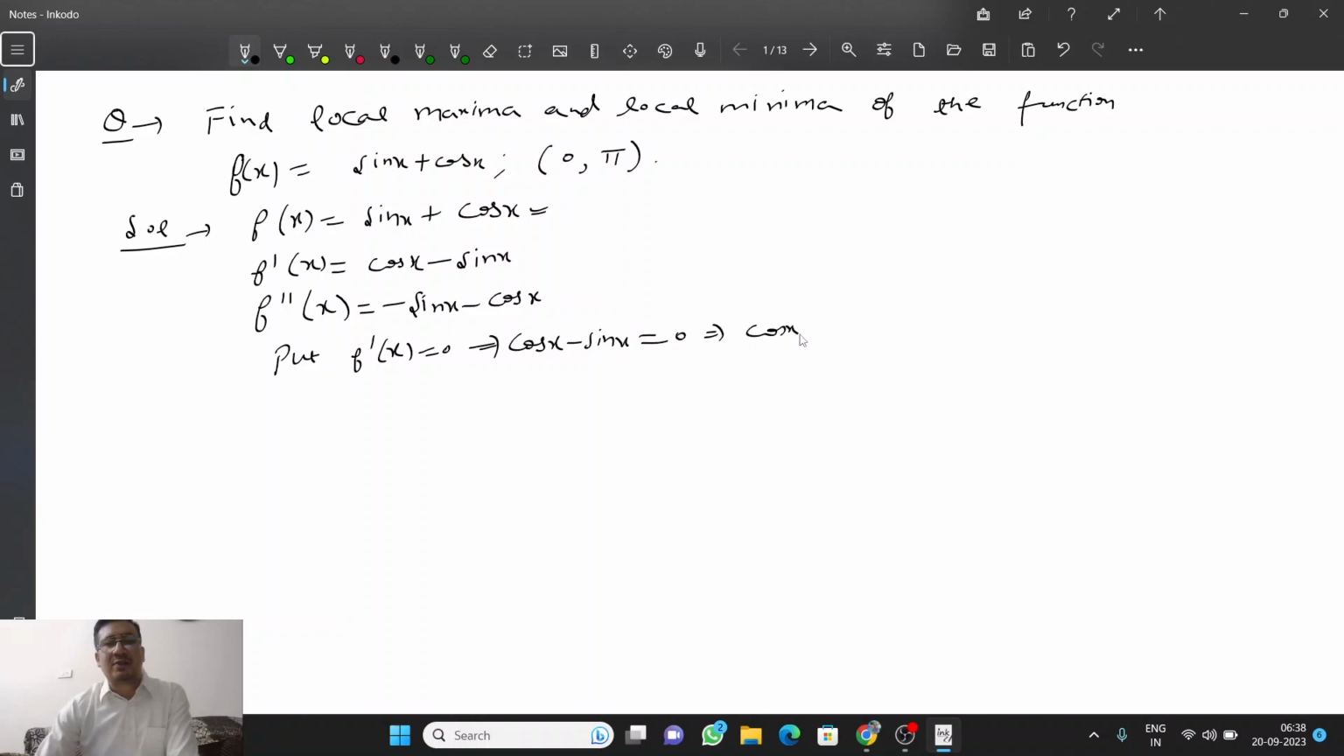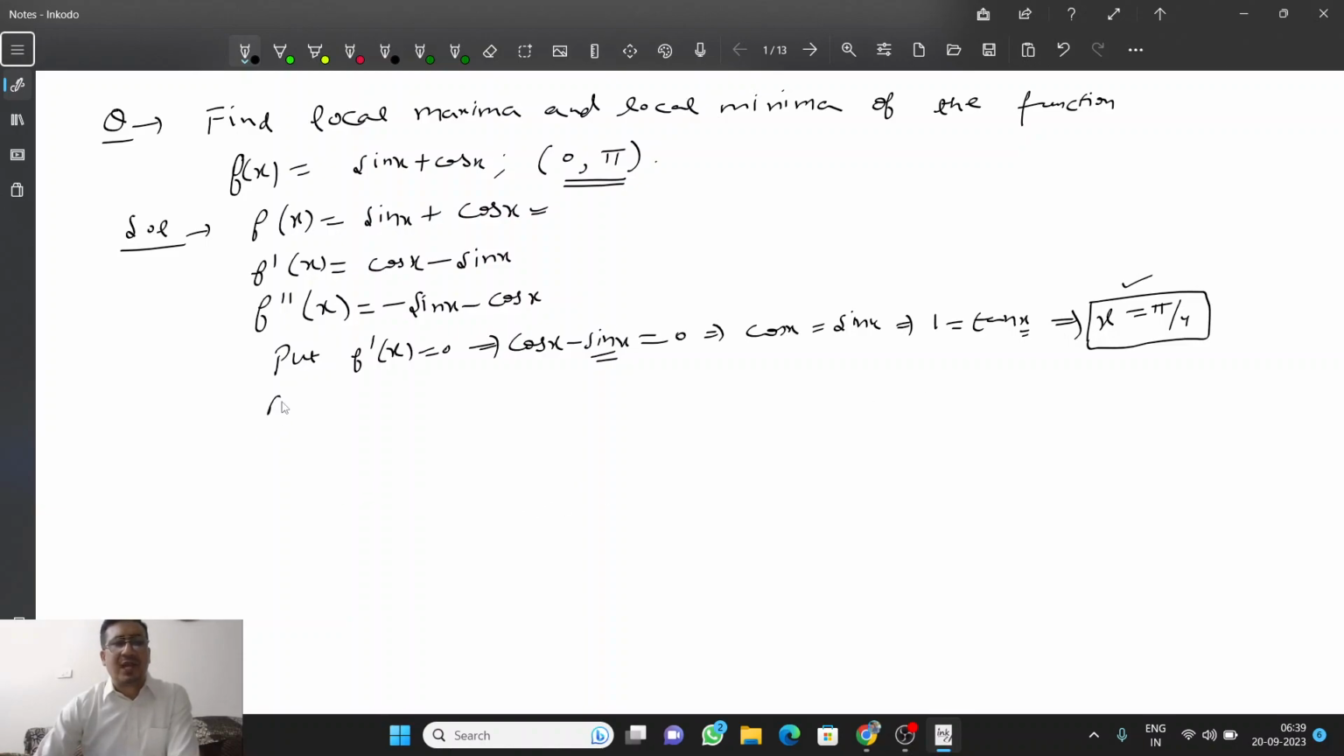So cos x equals sin x, taking this term to the right hand side. You can divide both sides by cos x to get the value of x. When you divide the left hand side by cos x, it becomes 1. When you divide the right hand side by cos x, it becomes tan x. So tan x is 1, which is positive. It is positive in the first and third quadrant, but we are restricted to the first and second quadrant, 0 to pi. So the value of x between 0 and pi is only pi by 4, because tan of pi by 4 is 1. This is a critical point. So local maxima and local minima occur at this point only.